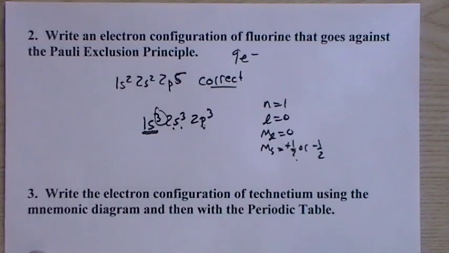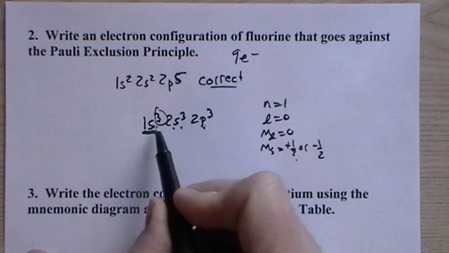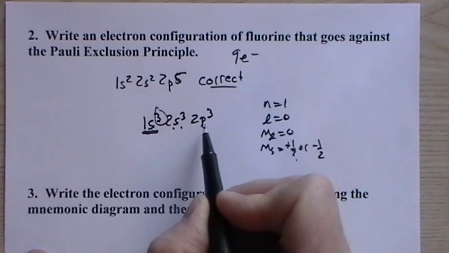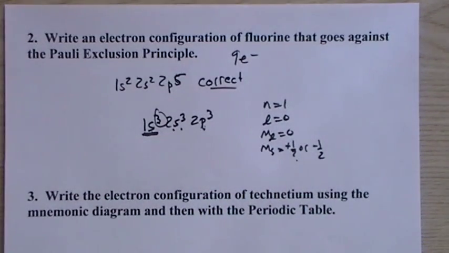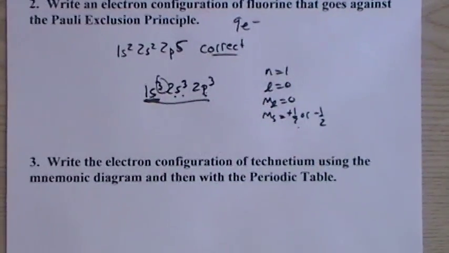So what we can't have are 3 electrons in the same s level. We can't have 7 electrons in a p sublevel. Once we hit 6 for p or 2 for s, we have to move on. So this would be an incorrect one, which is what they were asking for.